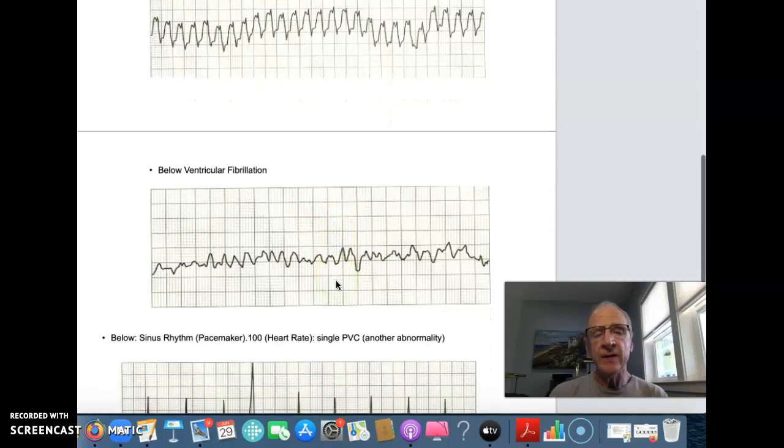One other reason that I don't stress the determination of a heart rate in some of the ventricular tachycardias is because we get into ventricular fibrillation. This is ventricular fibrillation. The reason I don't care about the heart rate is because usually there is none with a patient that has ventricular fibrillation. The heart is beating, but it's not efficient enough to cause a pulse.